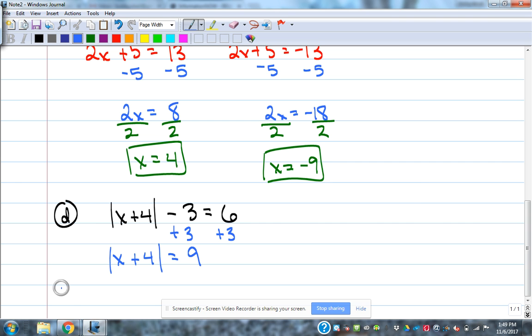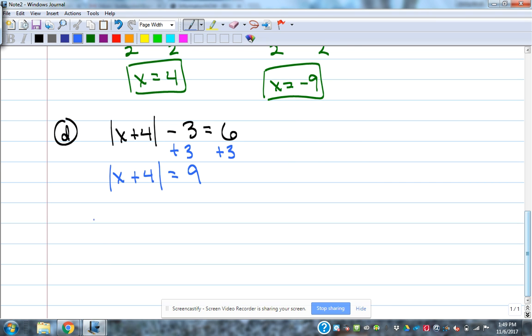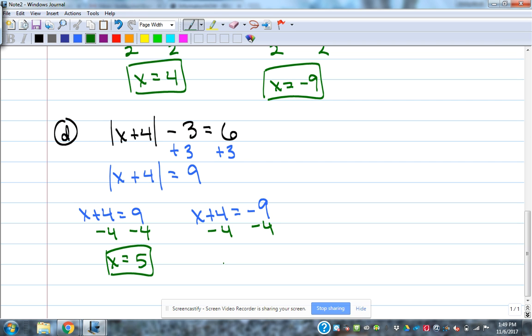And our two equations would be what? Yeah, x plus 4 equals 9. X plus 4 is negative 9. And then you solve each one of those separately. There's 5. And negative 13. You can always go back to the original problem and plug in your answers you got for x and check them to make sure they work. And these do.